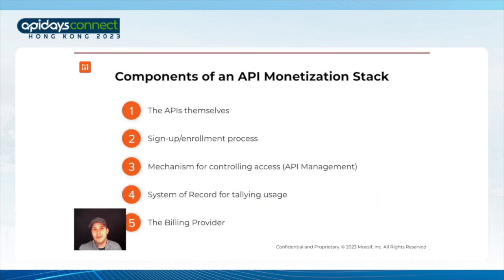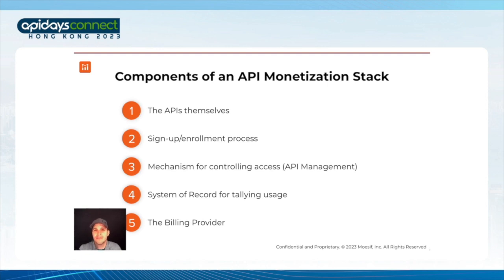When it comes to actually building all of that, you're going to need what I'm going to refer to as an API monetization stack. That's going to have 5 different components that you can look at. First, and most importantly, are the APIs themselves. The second part of that stack is the sign-up or enrollment process. A lot of folks will build this out with Auth0 or Okta. Making sure that people can do self-serve or at least easy enrollment is key.